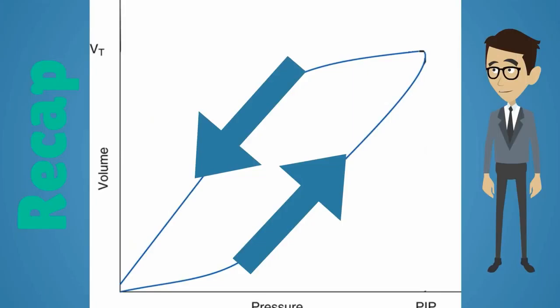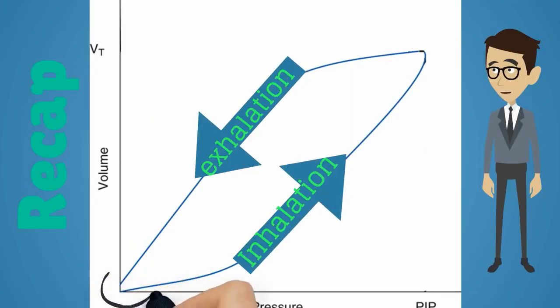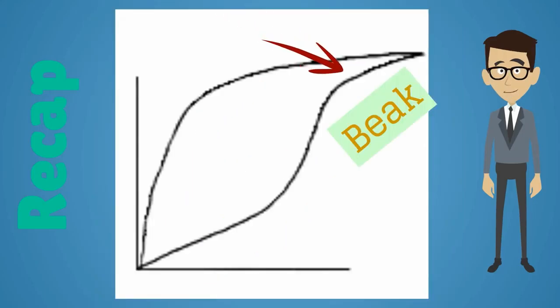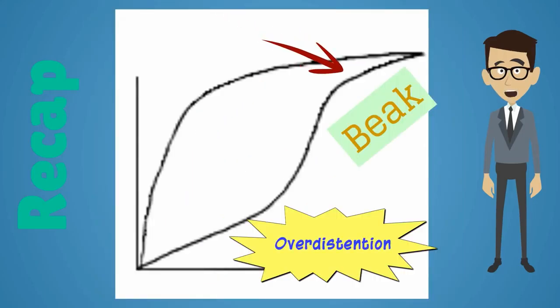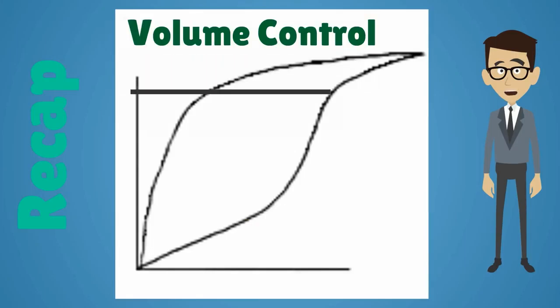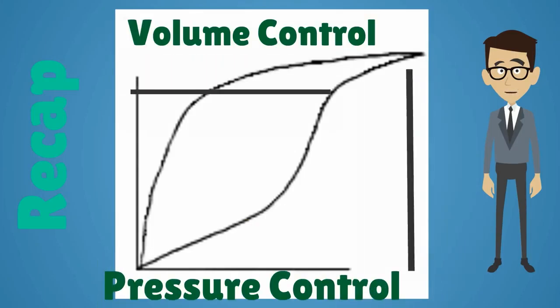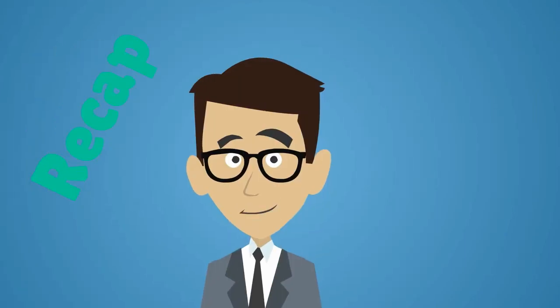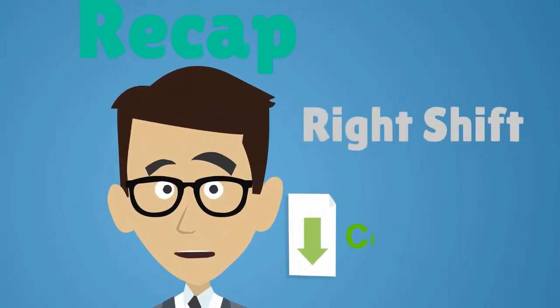So let's recap. This is inhalation and this is exhalation, and we want it to return back to baseline. We don't want a beak because that means the lung is being overdistended. And if you see a beak, decrease the volume if they're in volume control, or decrease the pressure if they're on pressure control. And if the graph shifts to the right, the patient's lung compliance is decreasing.